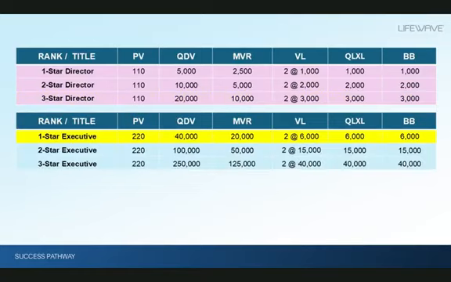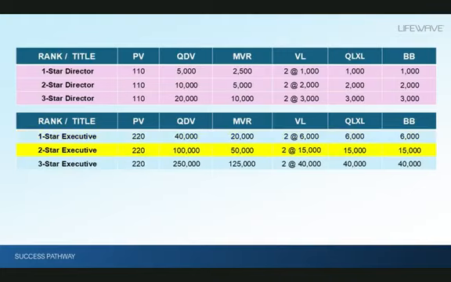To break through into the executive ranks, you will need to achieve the rank of a one-star executive with the following requirements: 200 PV, 40,000 QDV with MVR of 20,000, two volume legs at minimum of 6,000 TDV. As for the outside largest leg requirement, you will need another 6,000 with binary balance of 6,000.